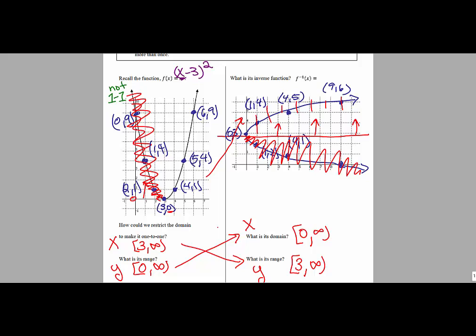So the whole idea here is that in order for the original function to actually have what we would call an inverse function, we have to restrict the original function so that it is one-to-one. Once I get rid of that left-hand side, then the right-hand side is a one-to-one function. Therefore, the inverse will be an inverse function.